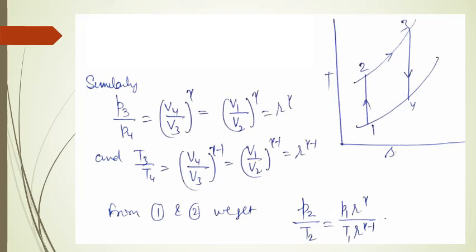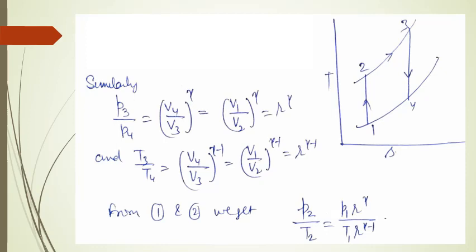Now 3 to 4 is also an adiabatic process, and we have the relation between pressure and volume for this adiabatic process 3 to 4 as expressed in the equation, that is P3 upon P4 is equal to V4 upon V3 raised to power gamma. Now V4 is equal to V1 and V3 is equal to V2. So the final expression becomes P3 upon P4 is equal to R raised to power gamma.